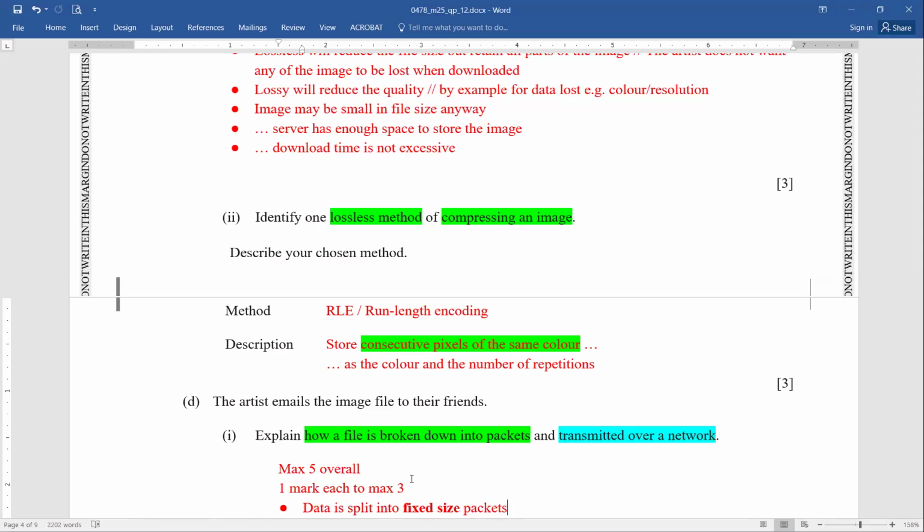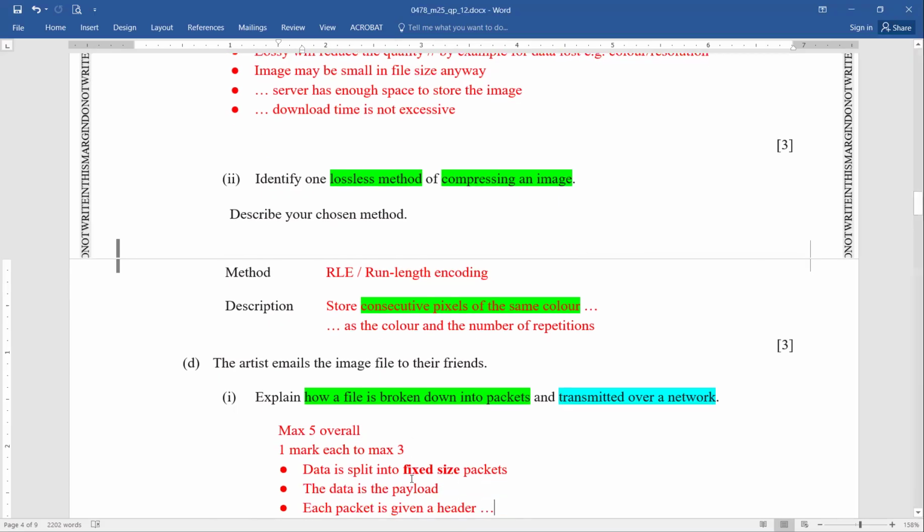So you have to divide your answer in such a manner that some marks are going to be reserved for how our file is broken into packets, and then some marks are going to be reserved for transmission over a network. So let's see, how will you get the answer?